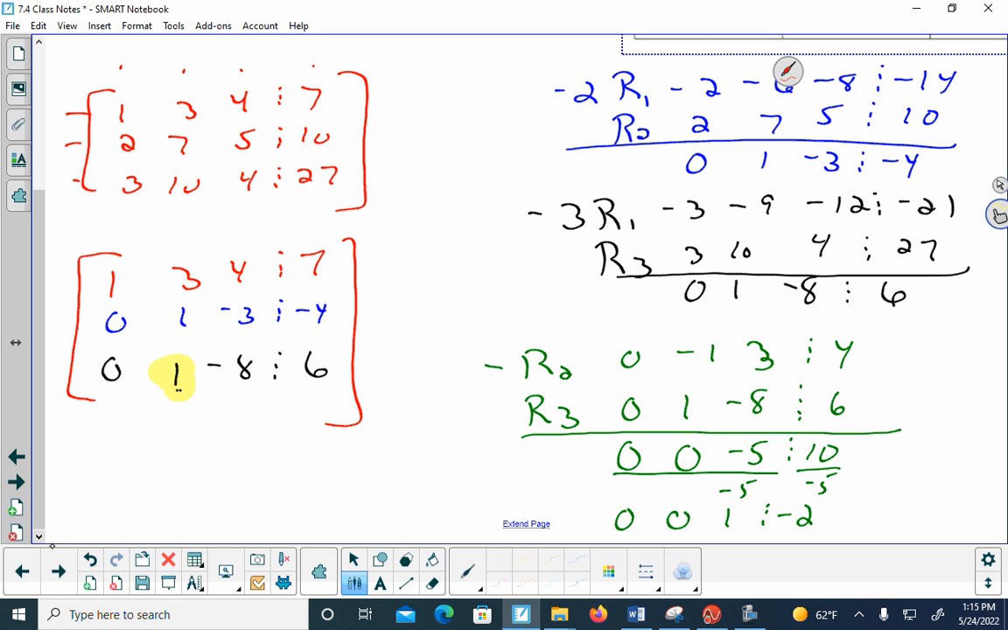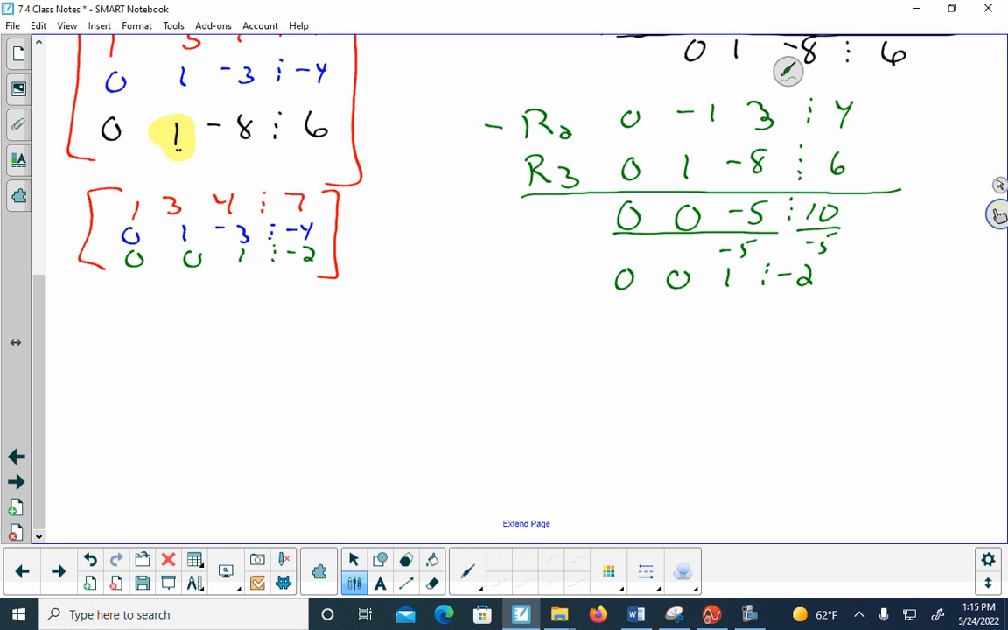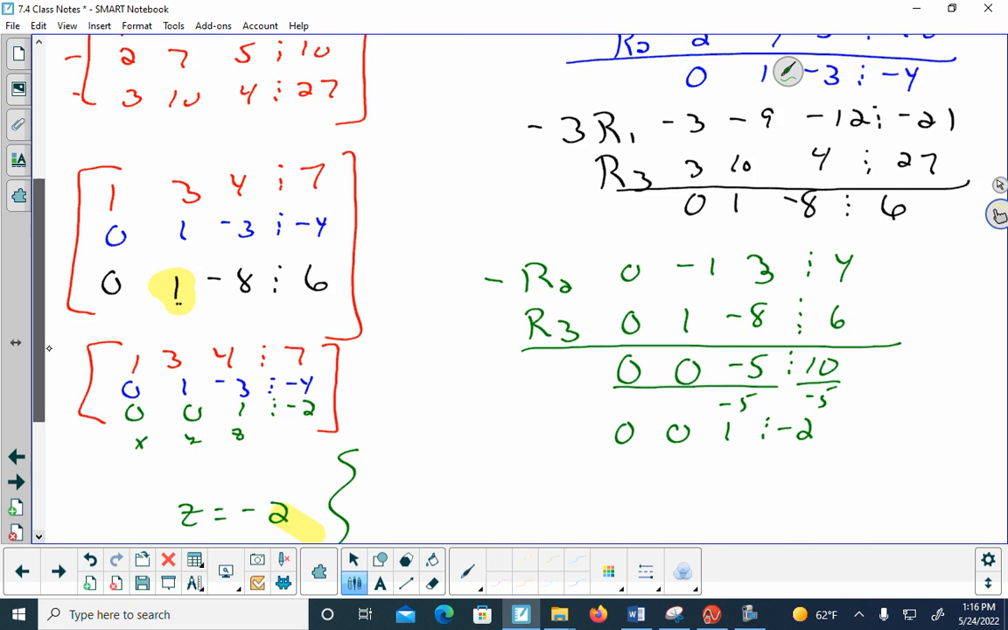So when I write this, this first row has not changed at all. This one only changed once. And now I have this, which is 0, 0, 1, negative 2. Which, if I wanted to go backwards, remember this is my x, my y, and my z. This means that z is equal to negative 2. Now, I'm going to put a little pause there, and I'm going to continue with this formula.